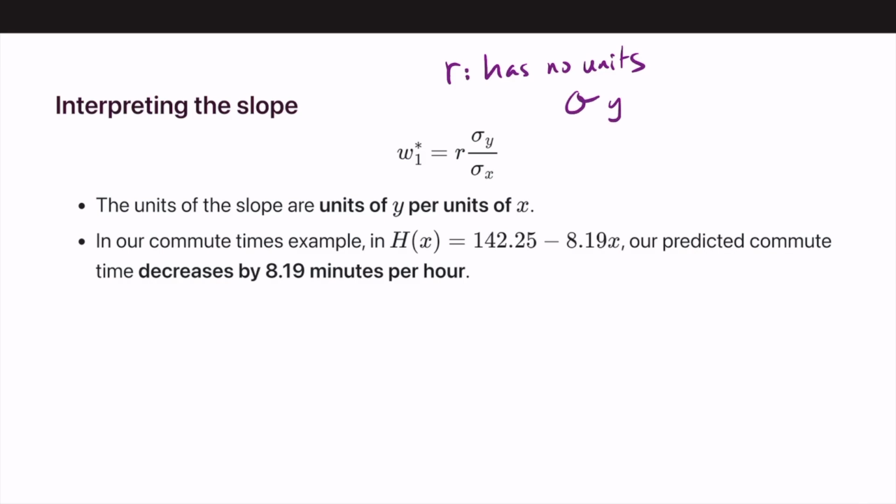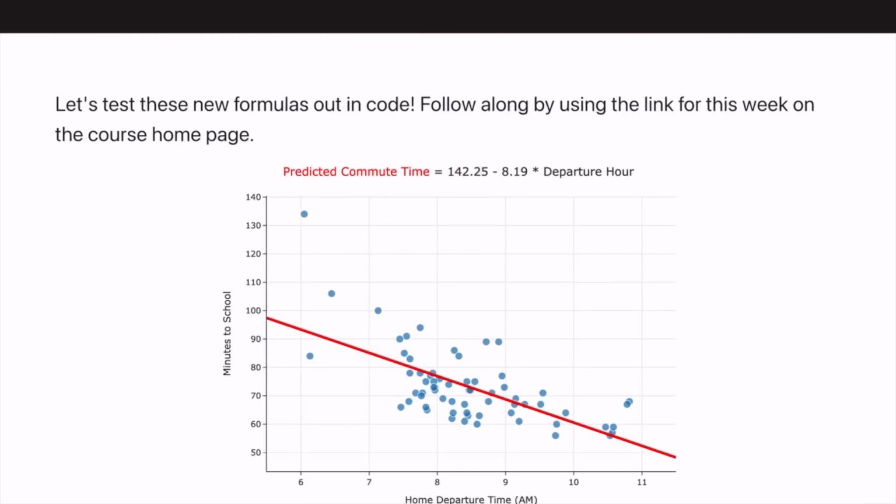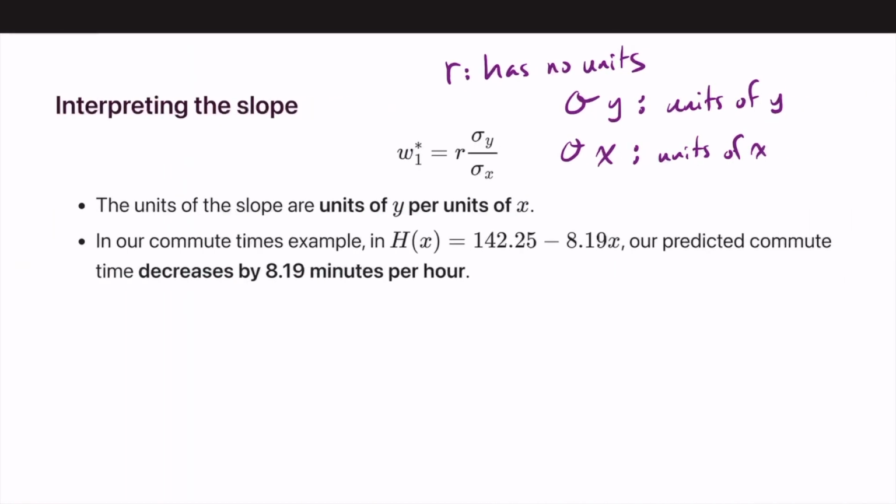But sigma of y and sigma of x, this is important because this does have units, and the units that both these are in are, very naturally, the units of y and the units of x for our data set. So in this case, we're back to our data, minutes to school, and hour departure time. So x here is in terms of hours, and y is in terms of minutes. And what the slope is doing is it's really measuring how much our predicted commute time will change in minutes per hour, or as I say, units of y per units of x.